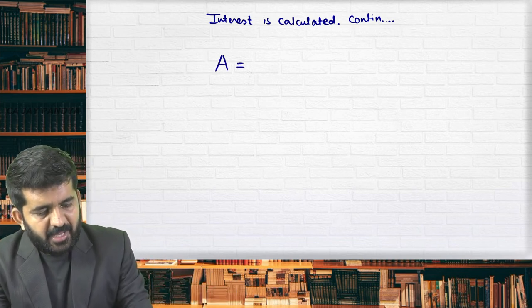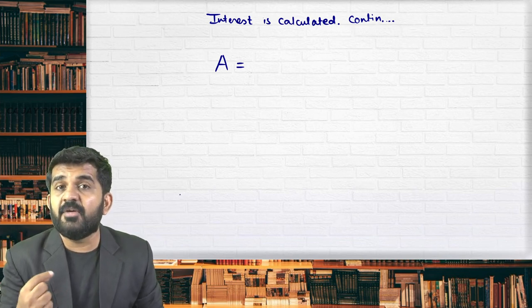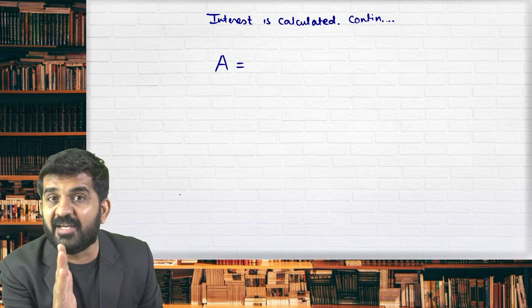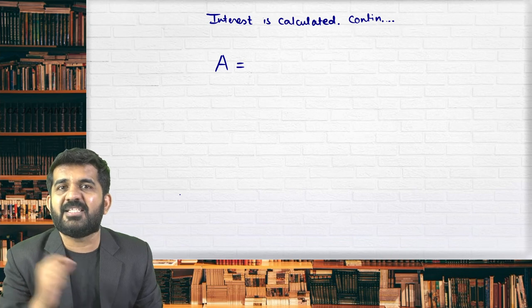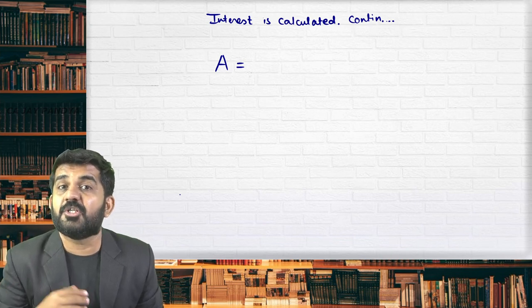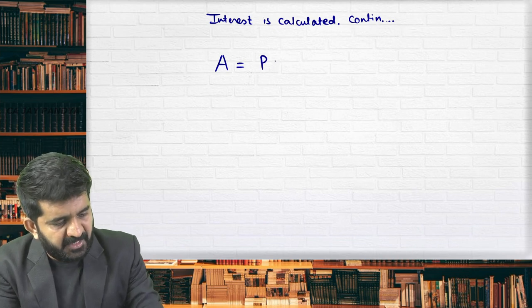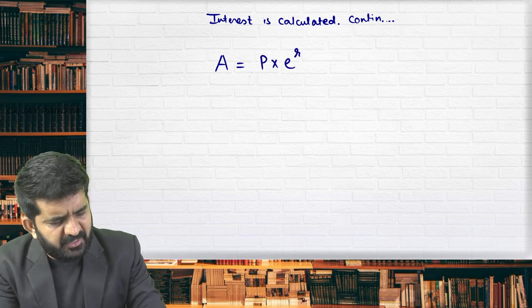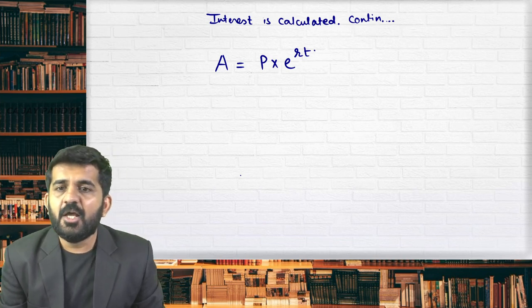Then the amount will be equal to... See, what is the meaning of continuously? Even the calculation is not done after a point of 1 day. It is done continuously. Every millisecond, every microsecond, the interest is calculated and you get compound interest on it. It is P into E raised to RT, where E is a universal constant.